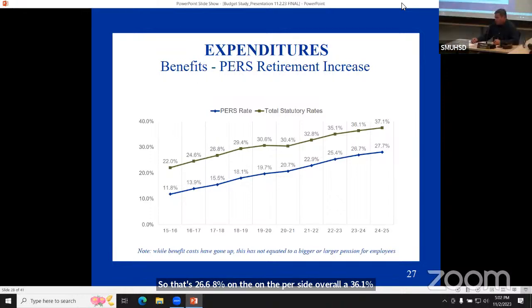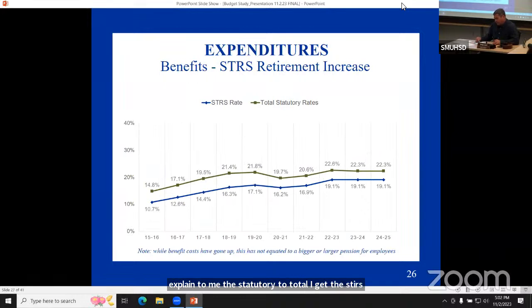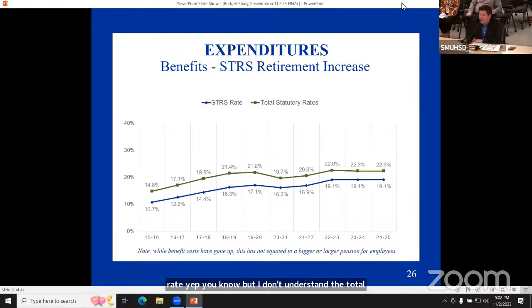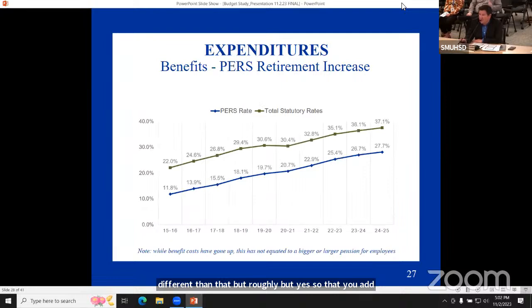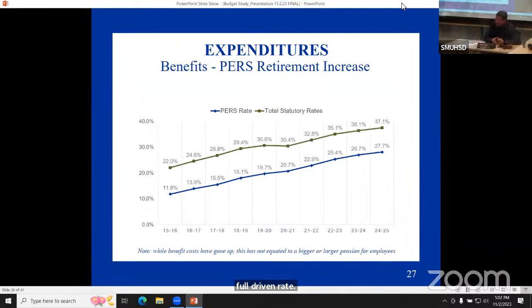Now, usually you have STRS and PERS together, but can you explain to me the total? I get the STRS rate, but I don't understand the total statutory rate. So the total statutory is the 19.1% STRS plus the 1.45% Medicare and the 1.59% workers' comp. It's a little bit different than that, but roughly. But yes. Okay. So you add another 3% to that plus the unemployment, and that's the full driven rate in terms of what we're obligated to pay. Correct.